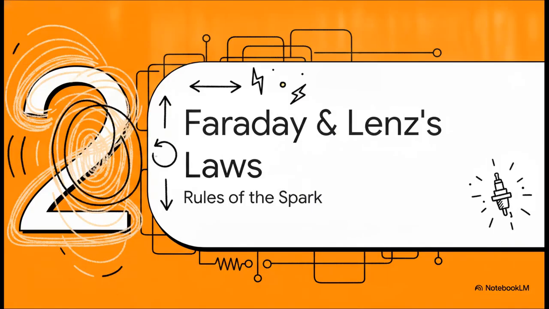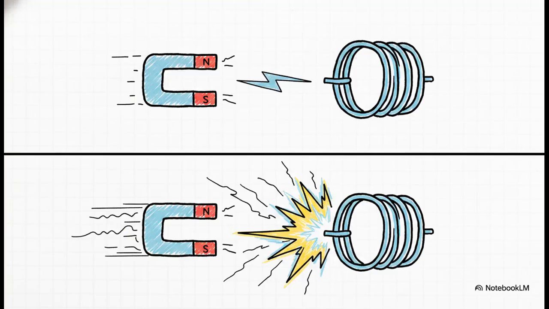Moving into Section 2, Faraday and Lenz's laws. Let's formalize this invisible magic into some concrete rules. Michael Faraday is the absolute pioneer here. His first law basically confirms that core rule we just talked about. Changing magnetic flux induces an EMF. But his second law, that introduces the math. Faraday gives us the how much.